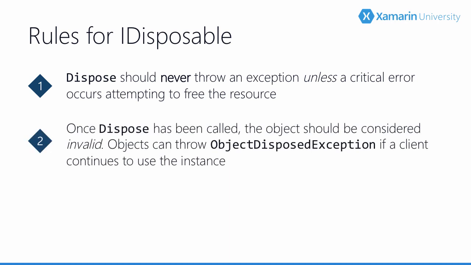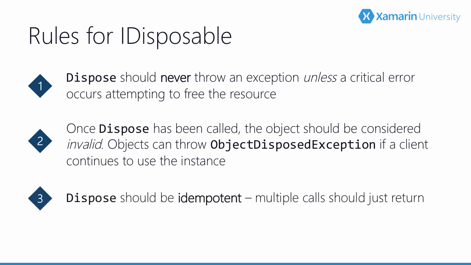The second rule is, once we've called Dispose on the object, we should consider that object dead. In other words, we shouldn't allow any other method or property to work correctly on that object once Dispose has been called. Microsoft provided a built-in exception type called ObjectDisposedException, and you can throw this from any of your methods and properties once your object's been disposed to indicate that this object is no longer valid.